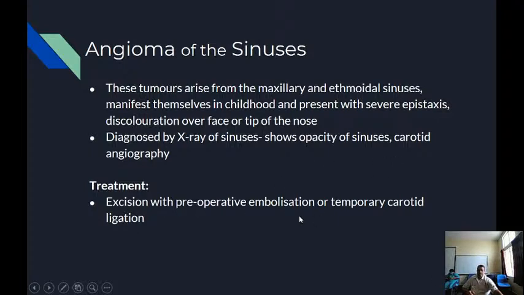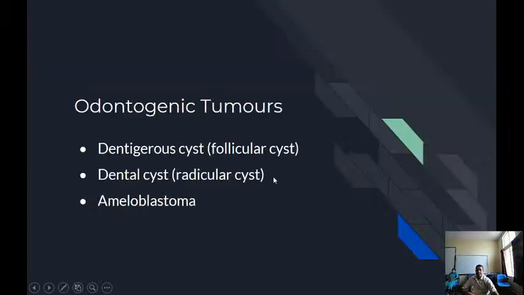So with that preparation, embolization, or if it is very vascular, temporarily you just block the carotid artery, put a tape around that carotid artery. Once the surgery is over, you can remove the tape, and this is how you can reduce the amount of bleeding, just like applying a tourniquet for orthopedic surgeons. So this is what is done for the angiomas of the sinuses. And then we go to the odontogenic tumors. And as I told you, the odontogenic tumors are related to the teeth.